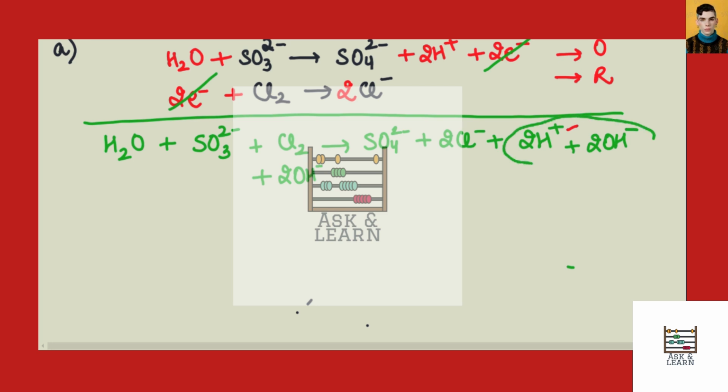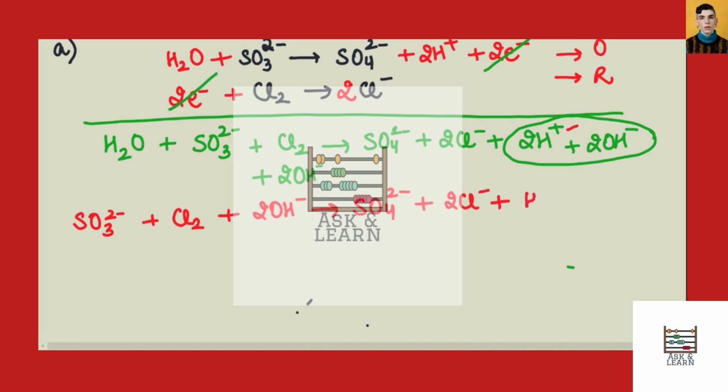So this gives us 2 water molecules, and the one on the left-hand side goes to the right-hand side to give us 1 water molecule. So the overall equation that we end up with is SO3 2- plus Cl2 plus 2OH- going to SO4 2- plus 2Cl- plus water.